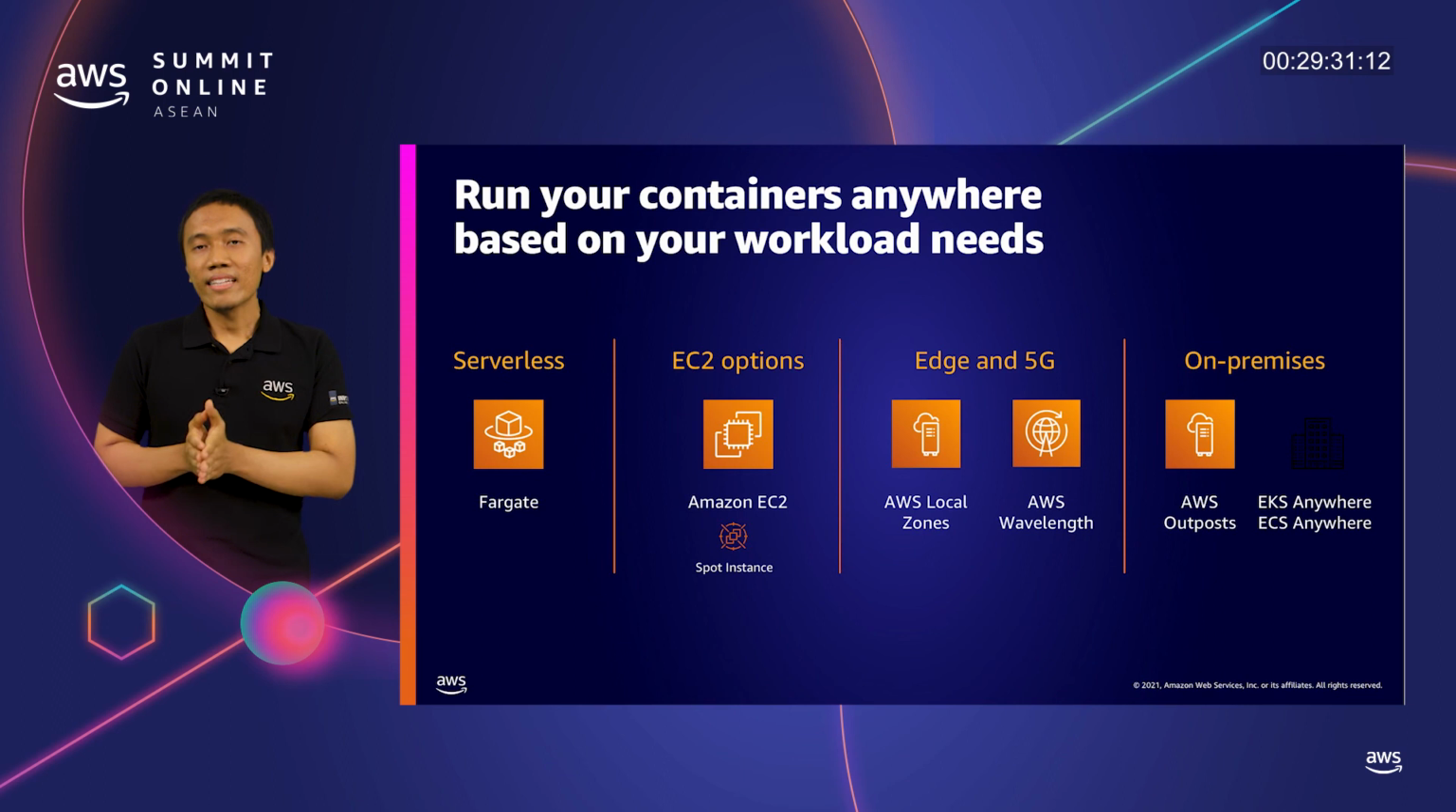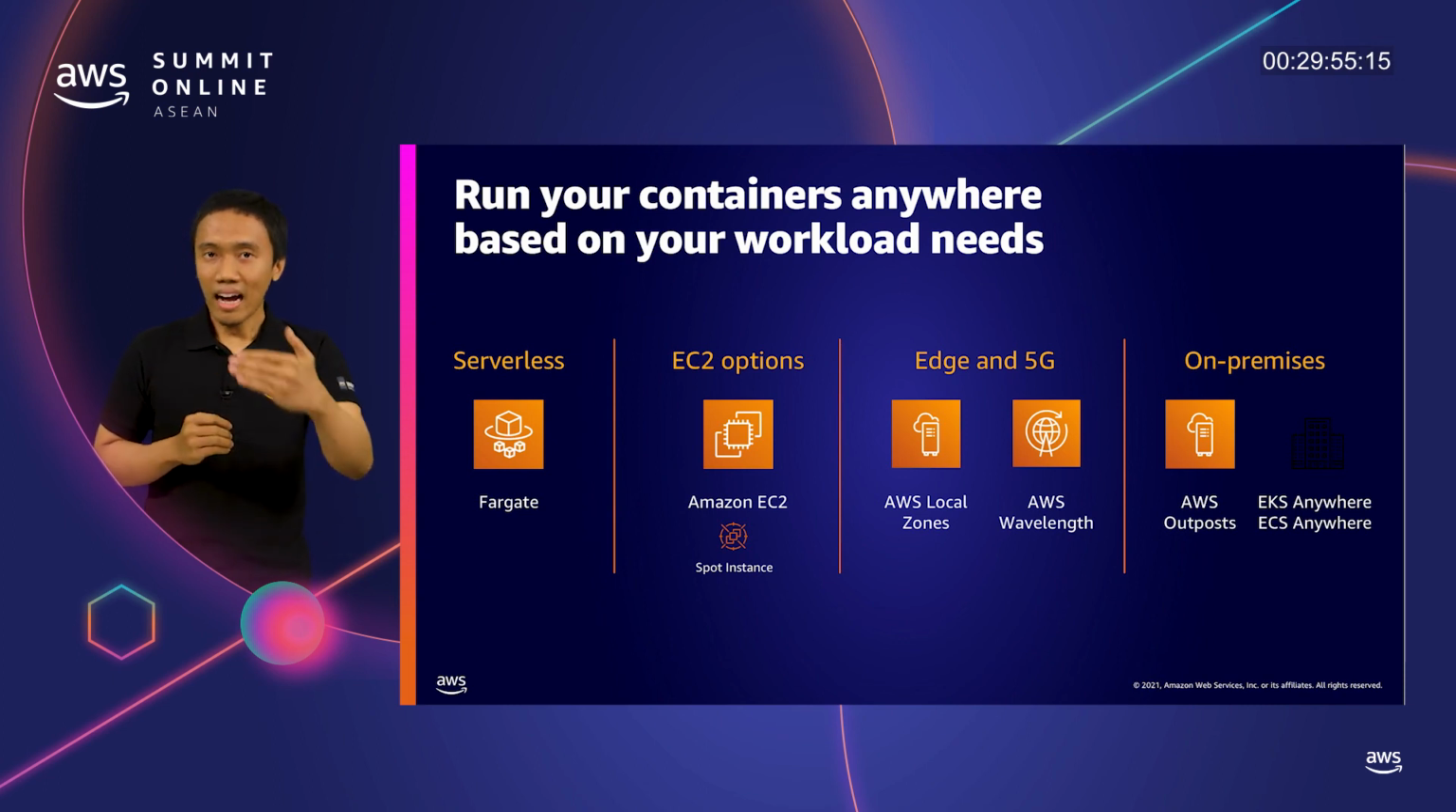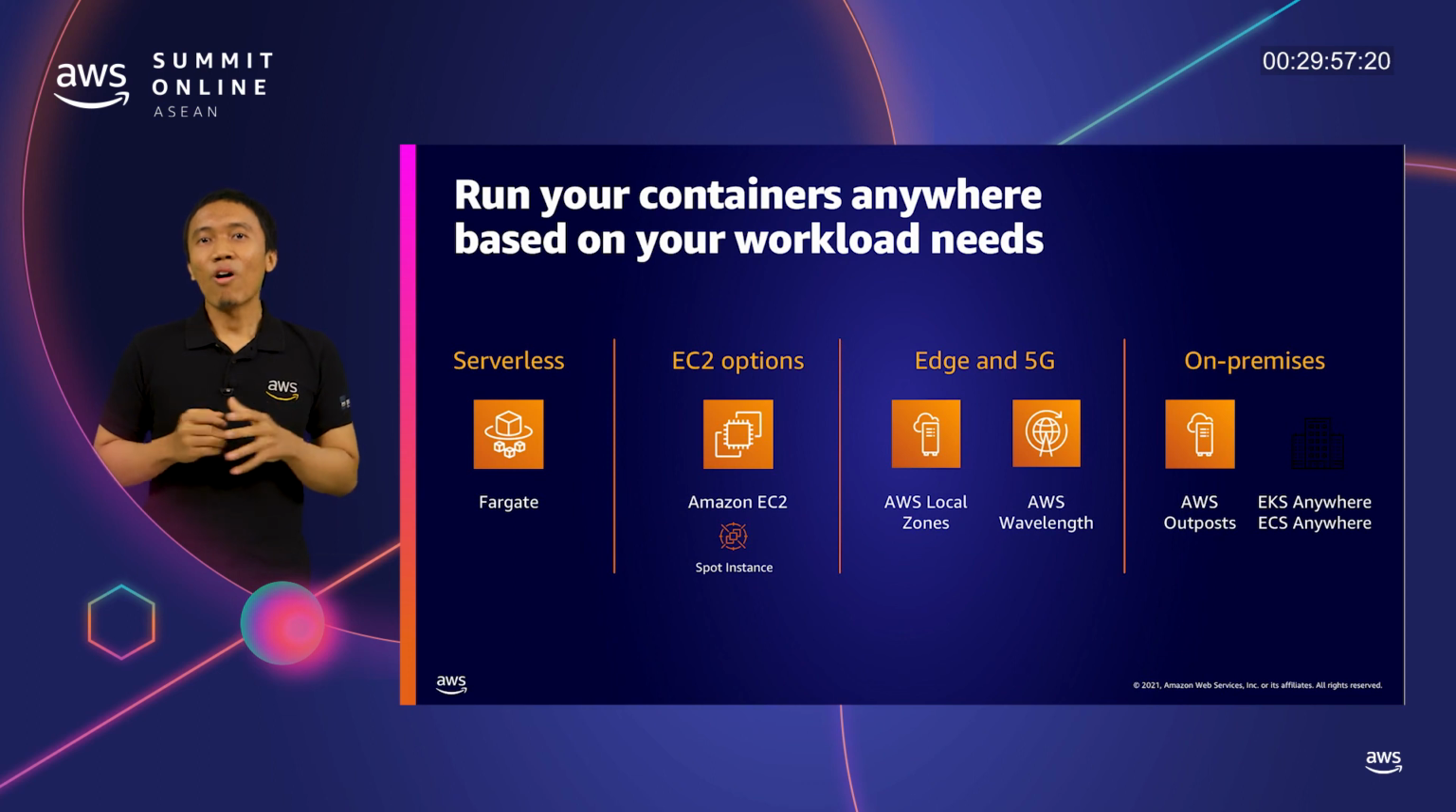AWS Local Zones is an extension of an AWS Region, suited for customers who need the ability to place resources in multiple locations closer to the end users. AWS Wavelength is an ultra-low latency mobile edge computing suited for 5G applications, interactive and immersive experiences, and connected vehicles. And coming soon, you can run EKS on your own managed infrastructure with EKS Anywhere and EKS Distro.